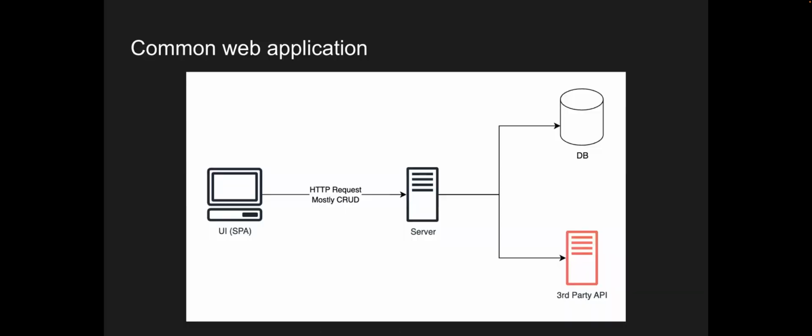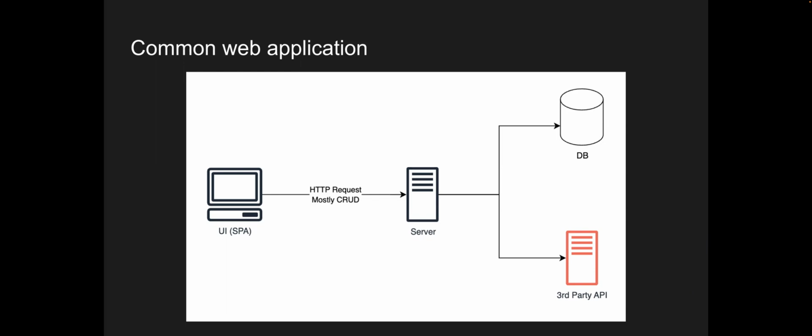In a common web application that you might have seen over the past 5 to 10 years, you might have a UI like a single page application. And if we're being real, it's probably a React application, but it might be something else, right? So your single page application is going to make a bunch of HTTP requests to a server. That is probably mostly CRUD operations. There definitely could be some other stuff in there, but a lot of CRUD operations.